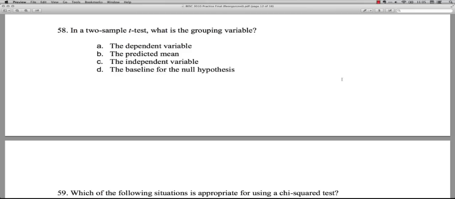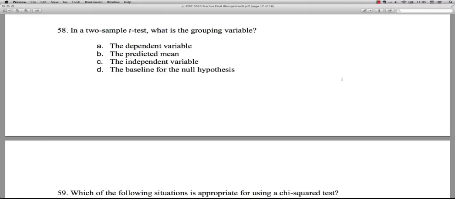Well, we do have predicted means. That's usually from regression, and that certainly doesn't have anything to do with this. C, the independent variable. Yes, that is the correct answer. The independent variable defines the groups that you are comparing. So it might be, for instance, Prozac versus a placebo. It might be evening classes versus morning classes. It's whatever groups you're comparing. And so the independent variable is the grouping variable. And then you look at the means on the dependent variables. So C is the correct answer.